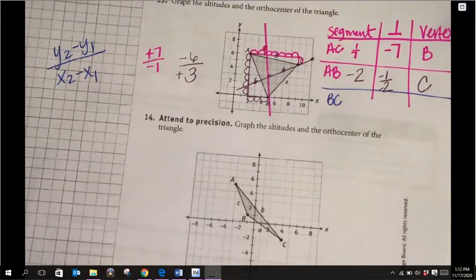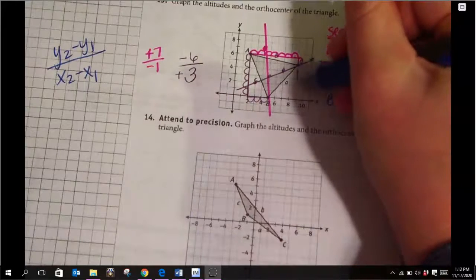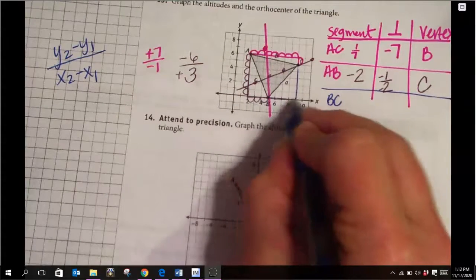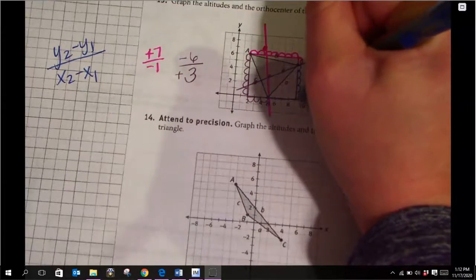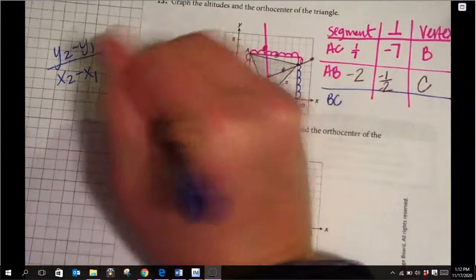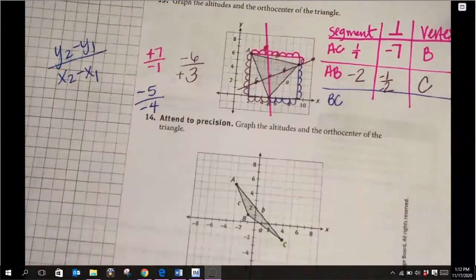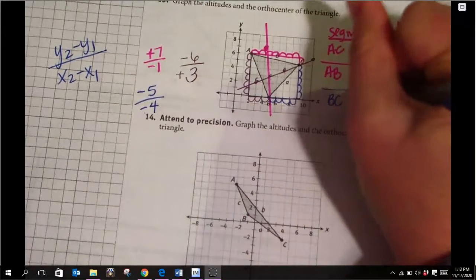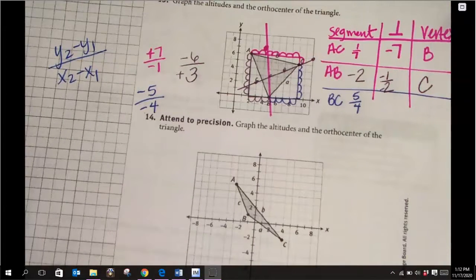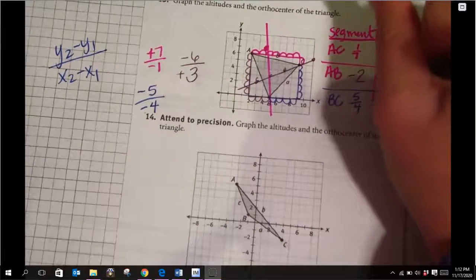Okay, so BC over here, I'm looking for the slope of that. Again, I'm going to use the outside over here to count my rise and run. So I'm going to go down 1, 2, 3, 4, 5. So down 5, and then left 1, 2, 3, 4. Left 4 is also a negative move. So I've got two negatives, so that's actually positive 5/4. So the perpendicular slope is going to be negative 4/5.